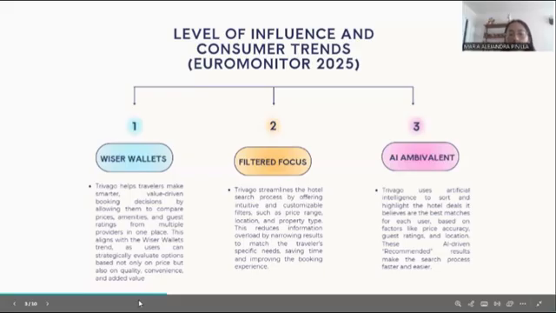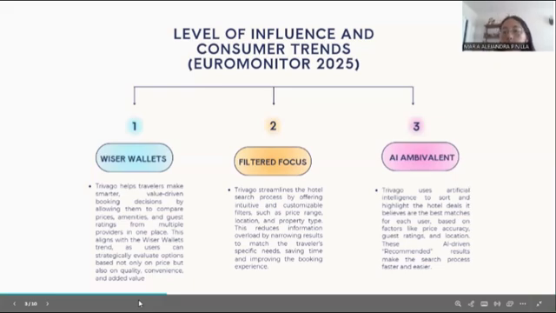The next one is Filter Focus. This one means that the consumer is looking for simplicity and precision. When making a choice, they are thinking carefully because today there is an excess of information and options on the web. Trivago applies this by having a platform that allows users to filter information according to what they are looking for, making it easier to find exactly what the consumer wants.